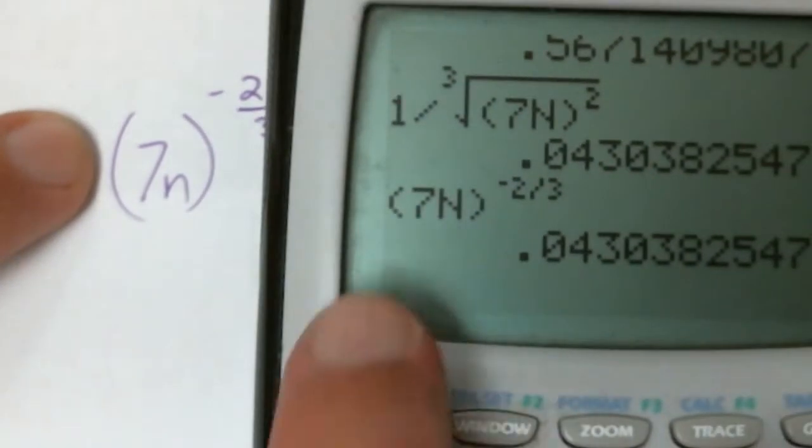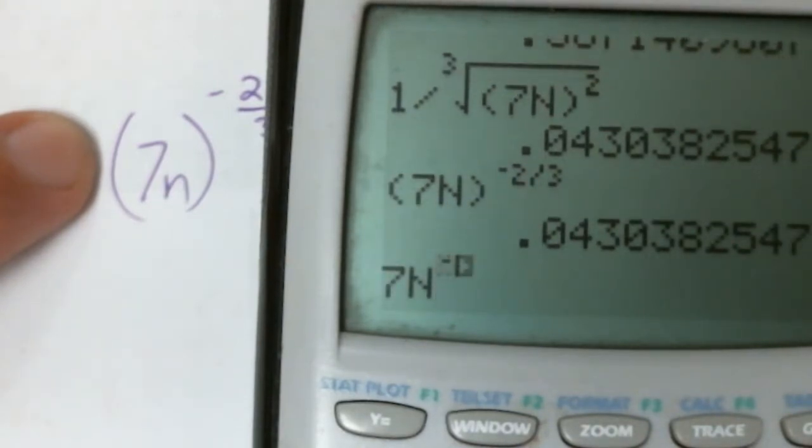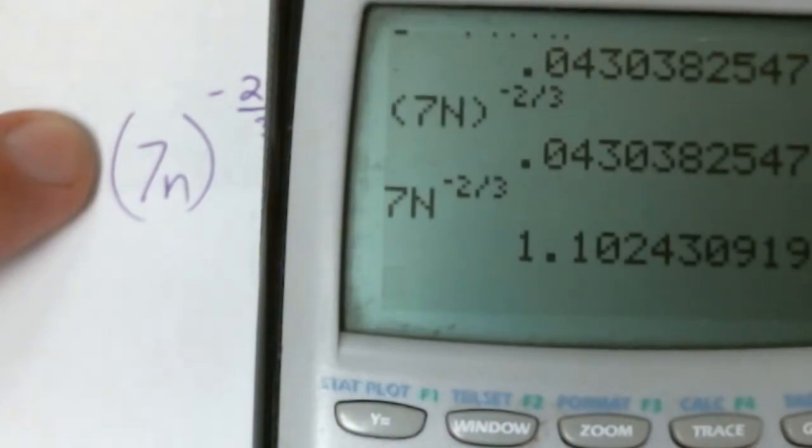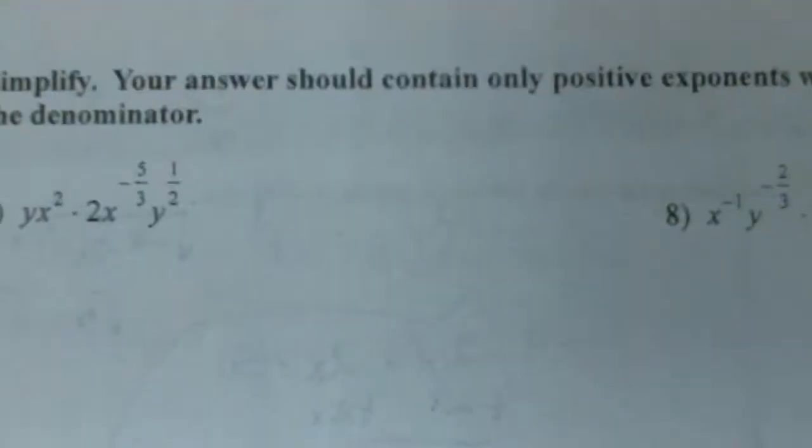Again, if you did not put parentheses around that, if you just put 7 alpha n raised to the negative 2/3, they won't match. Okay. All right, easy peasy. All right, let's move on to the tougher stuff.